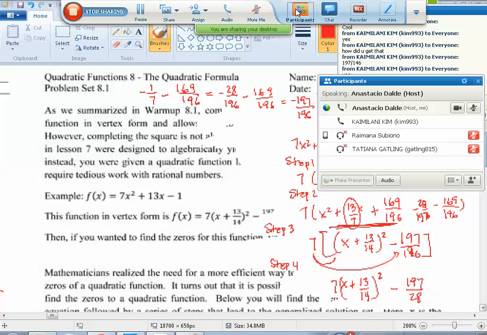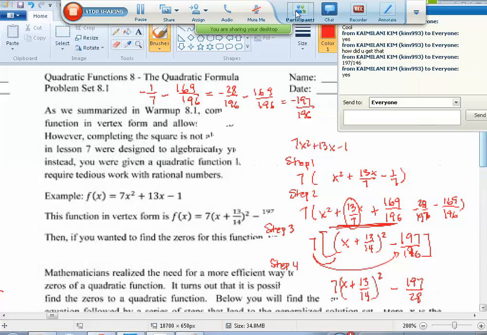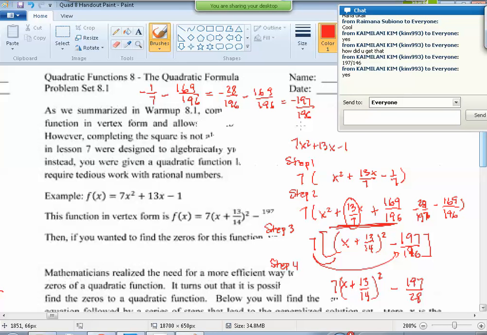All right, so here's what we do. We started off with this right here. That's our first equation, the equation they gave us. Okay? Step 1, what did I do? You took away the 7, so divide the 7. I pulled out the 7 so that I do not have a number in front of the x squared.